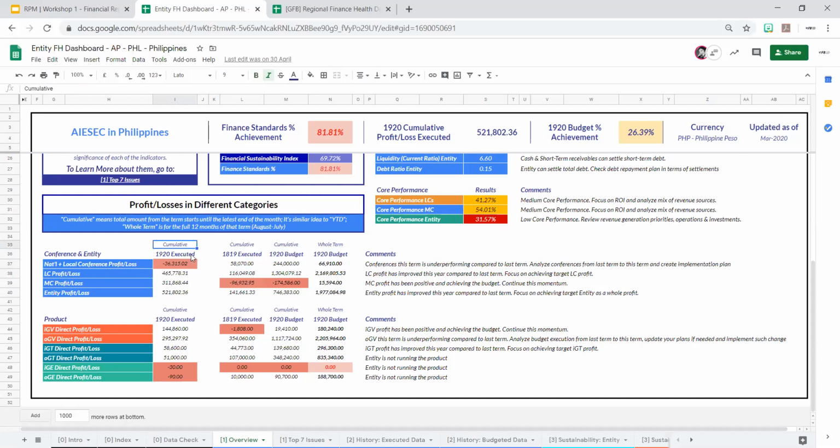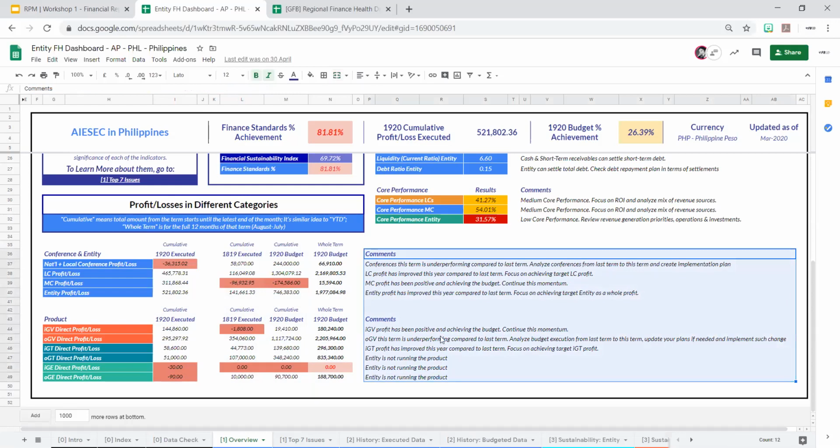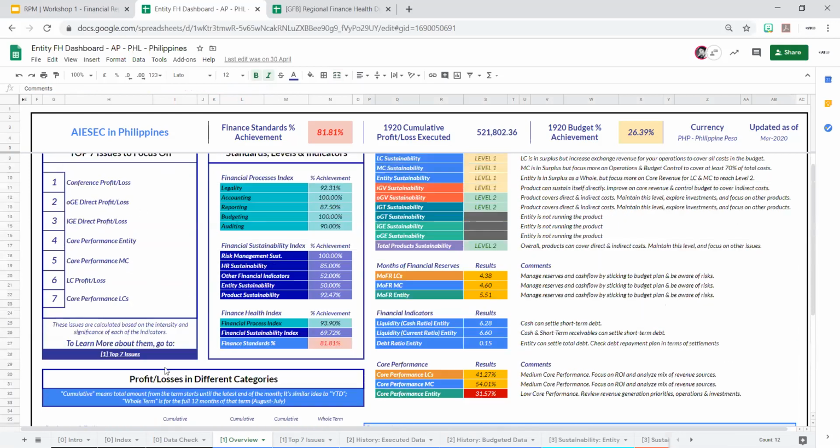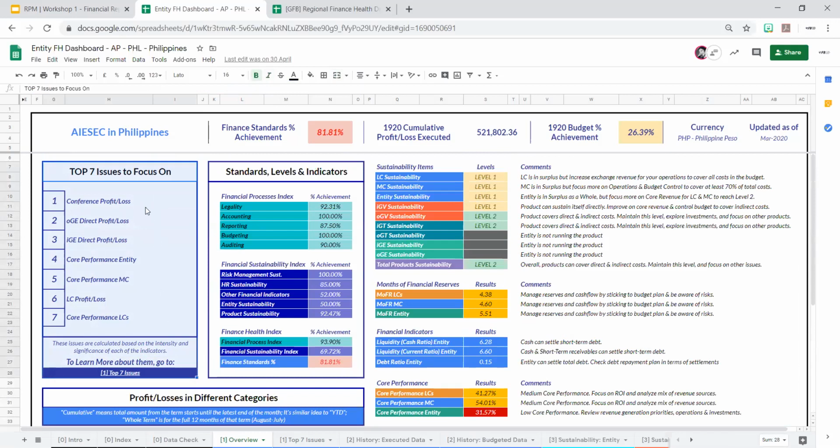So you can see the numbers and the profits that you can compare in different columns here, so that you can ask yourself: do you have a profit that is higher than last term? Do you have a profit that is higher than your budget or your whole term budget? And then there are comments that can support you in terms of those. At the side, you would have the top 7 issues that you can check out, the top 7 issues that this entity had.